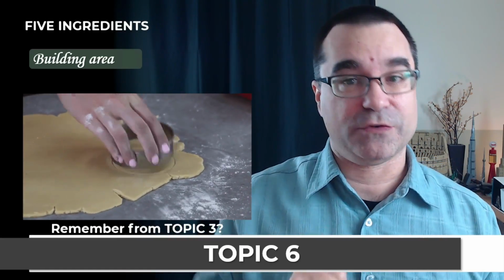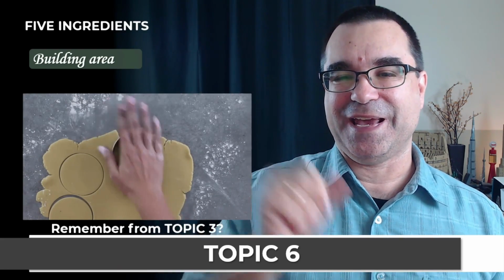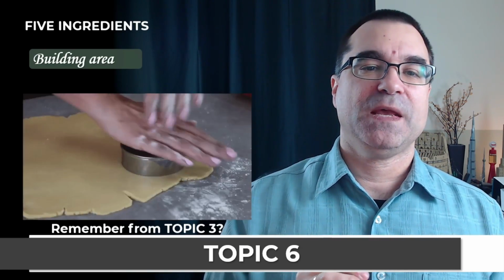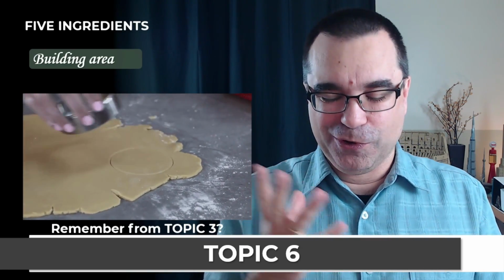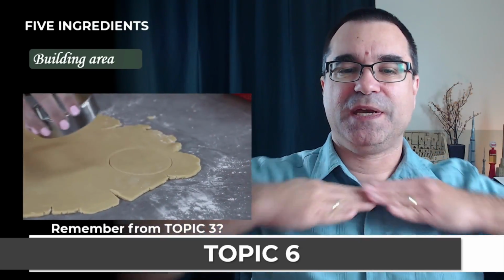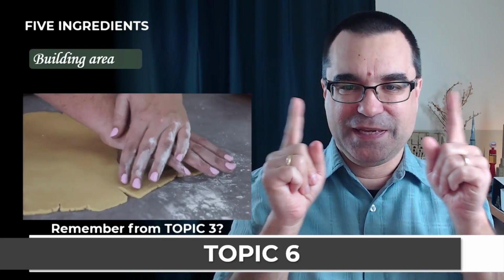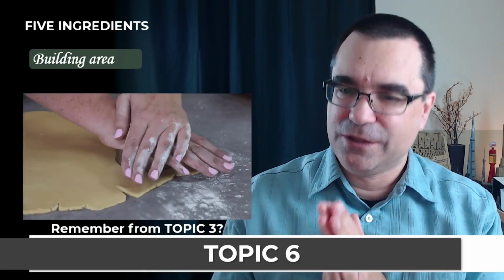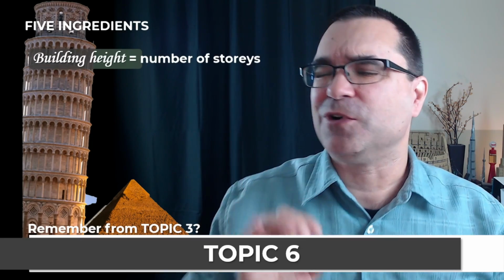Ingredient number 2 that we covered in topic 5 was building area. Remember, we also covered it in topic 3. Well, when it comes to building area, remember that buildings can just be big cookie cutters. Okay, so the building area of that building is what you get if you press the building down into the ground and whatever shape it leaves out of that. Ingredient number 3, building height. If you remember, we covered that in topic 3 as well.